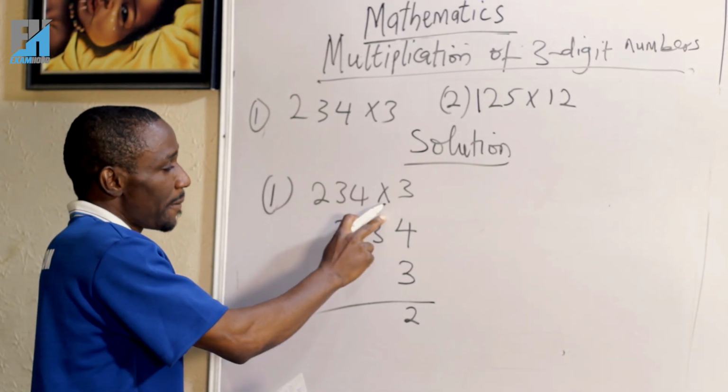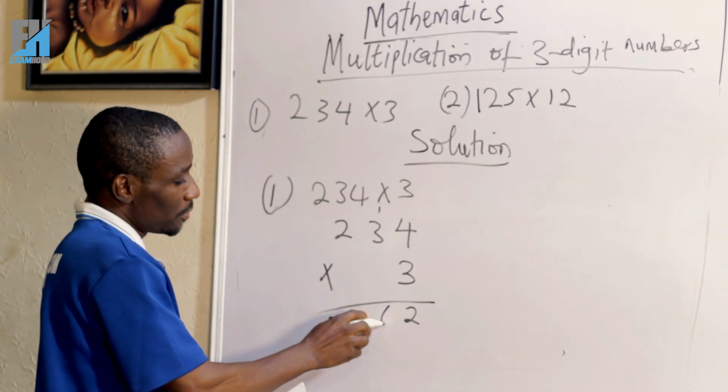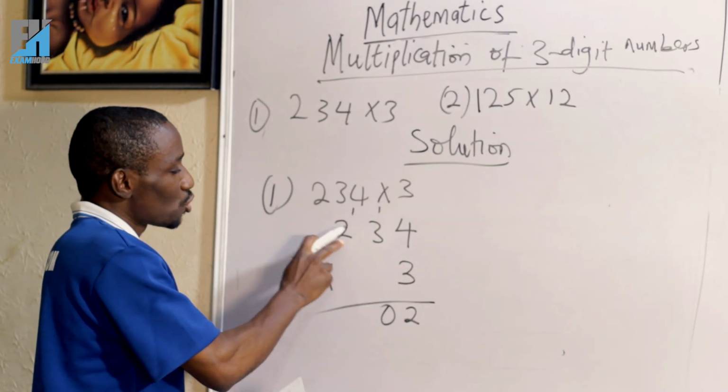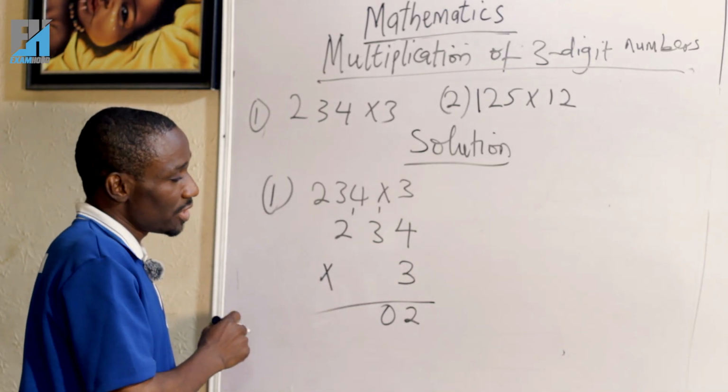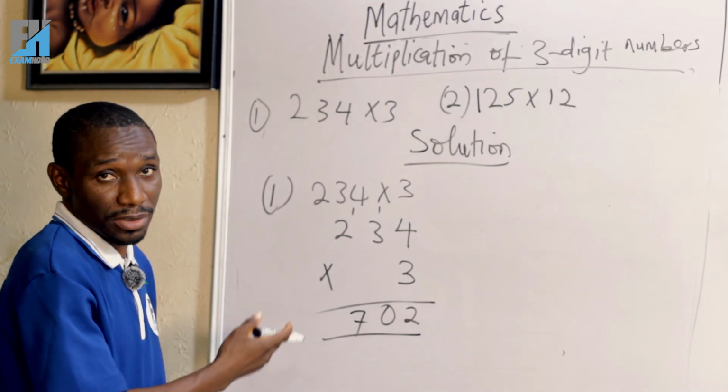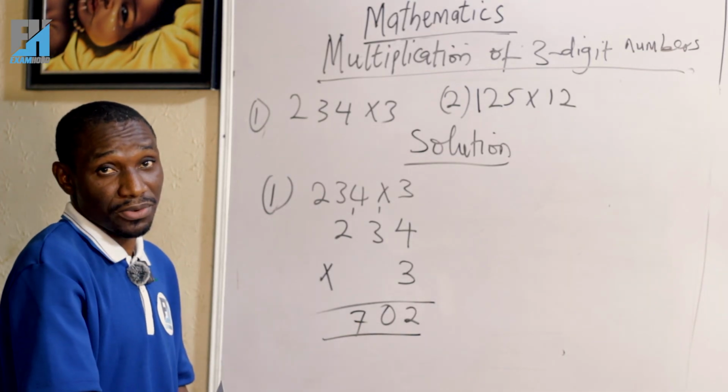9. 9 plus 1, 10. Put down 0 and carry what? 1. Put the 1 here. 3 times 2 is 6, plus 1, 7. So your answer is 702. It's very simple and straightforward.